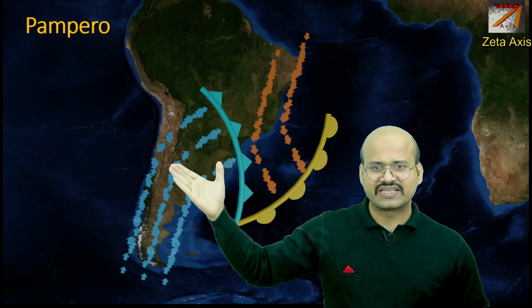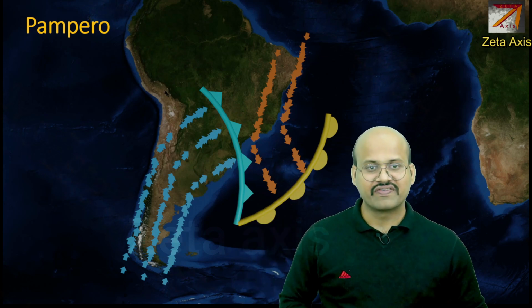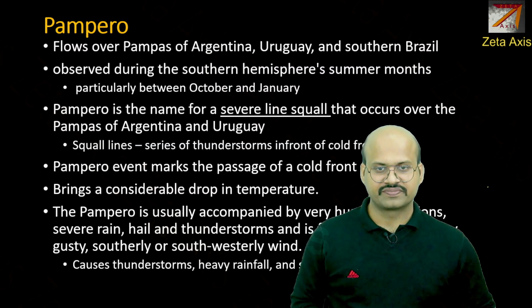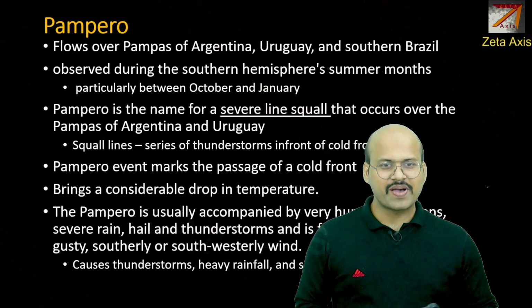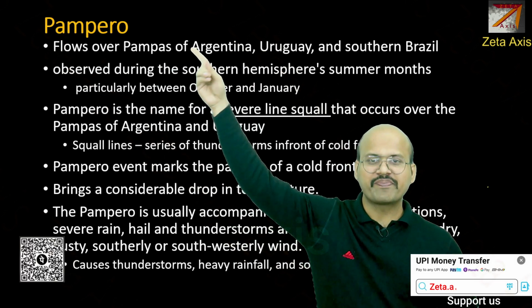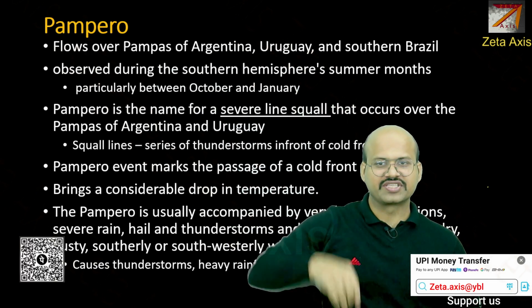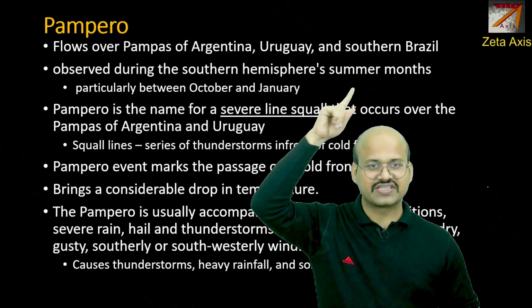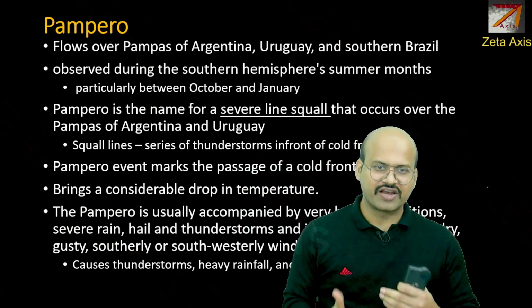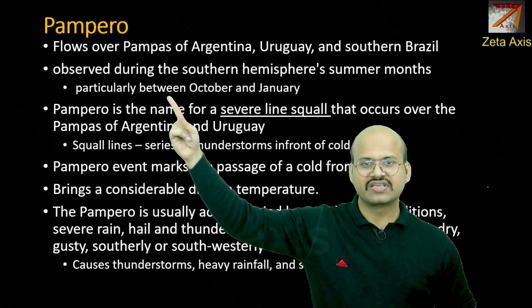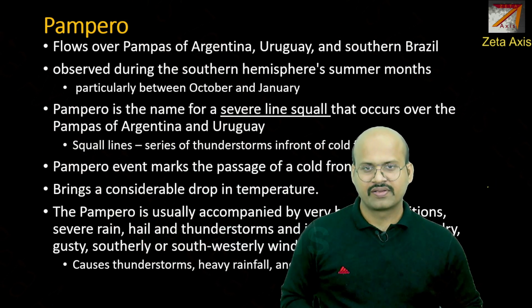Now we know that these are cold winds, therefore they will reduce the temperature and cause a chilling effect in the region. This is a summary of Pampero winds, where we see that it flows over the Pampas of Argentina, Uruguay and southern Brazil. The Pampero is observed during the southern hemisphere's summer months. Remember, the summer and winter are reversed in the northern and southern hemispheres. So it is seen in October to January.